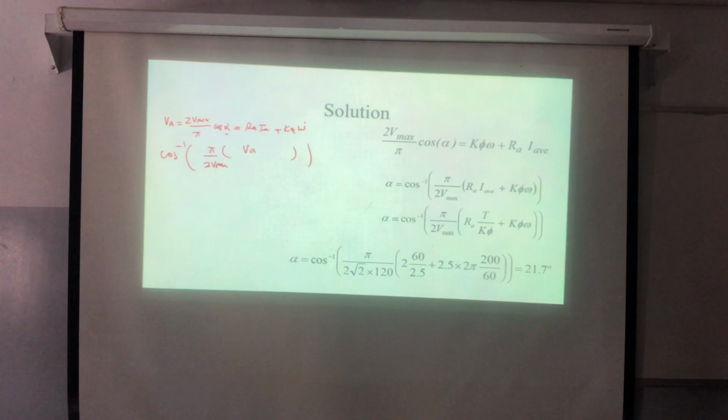Now I will record, this one is already given, but it's given in RPM, so you should convert it to radians per second. We know that omega is equal to pi over 30 multiplied by N. And K phi is given. IA we can take from TD, which equals K phi multiplied by IA. So simply here, IA is equal to TD over K phi. So this one is given, and RA is given, and all of those are given.